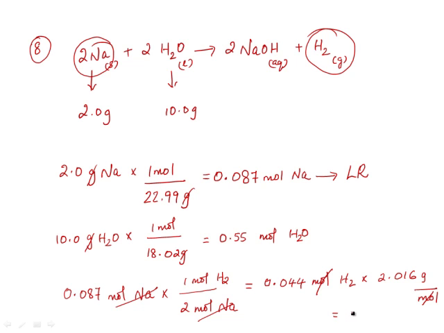So how many grams of hydrogen can form? How much? 0.089 grams of H2.